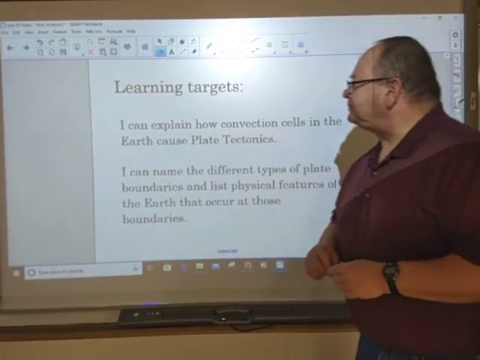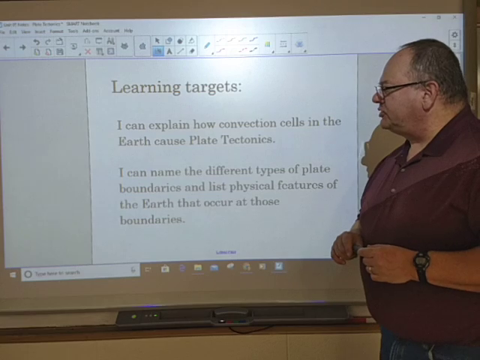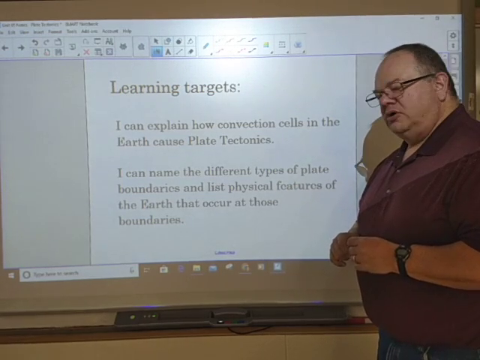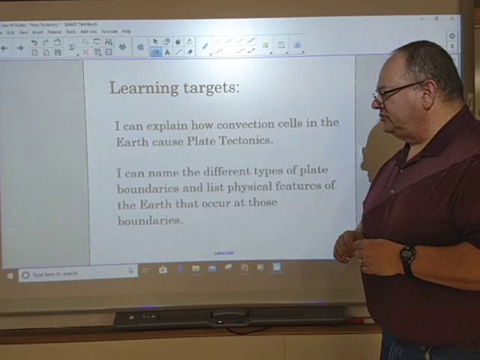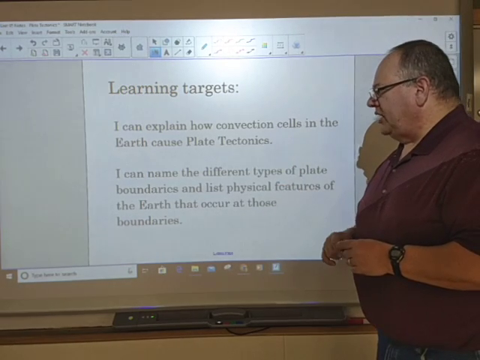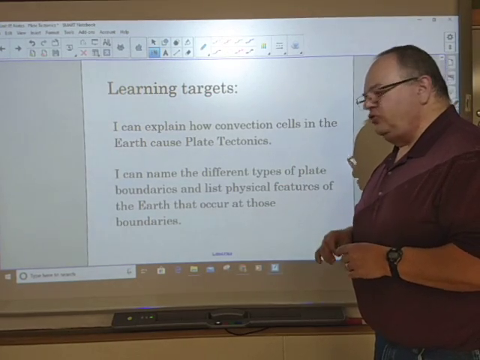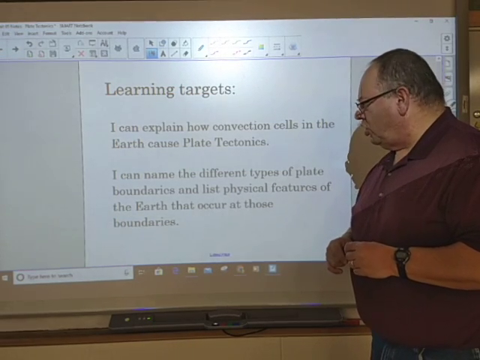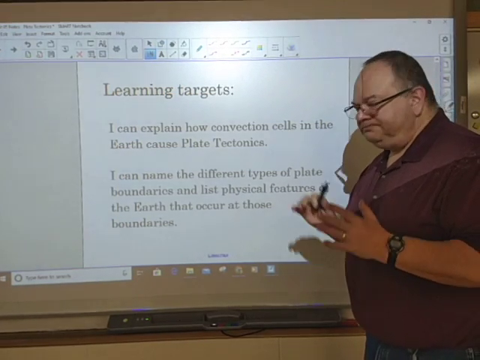Today's lesson, I want you to be able to explain how convection within our Earth causes plate tectonics. I can name the different types of plate boundaries, and I can list physical features of the Earth that occur at those boundaries.